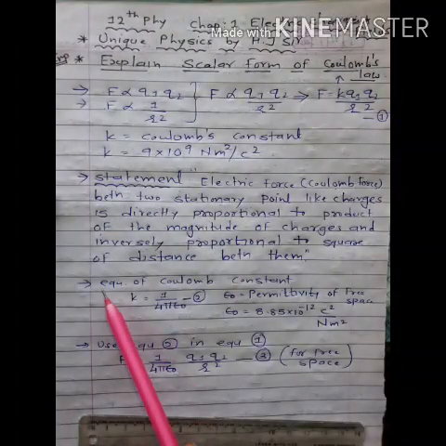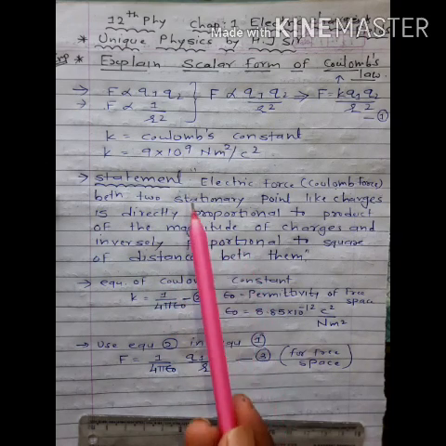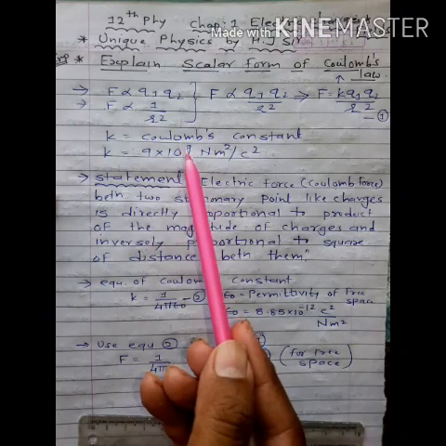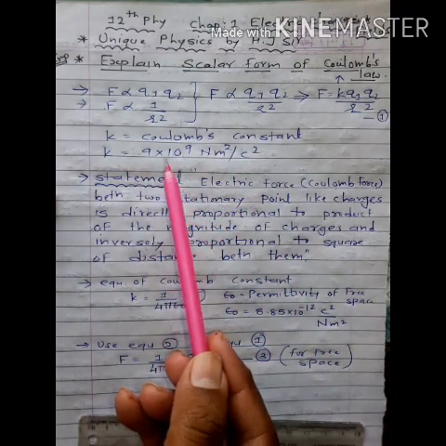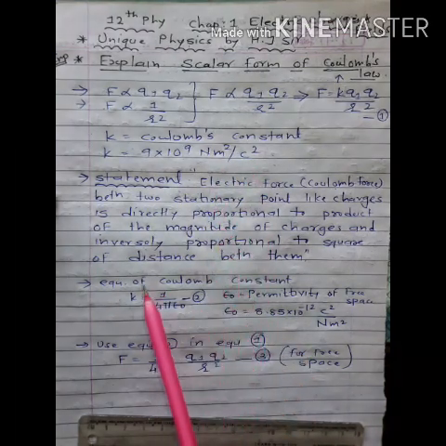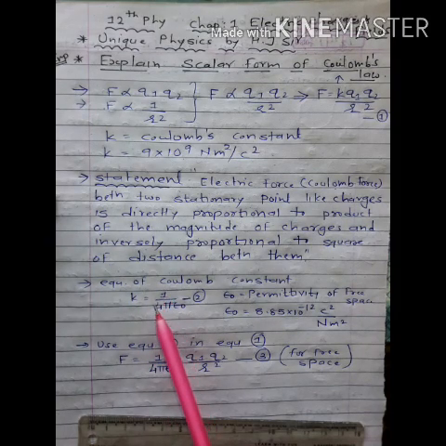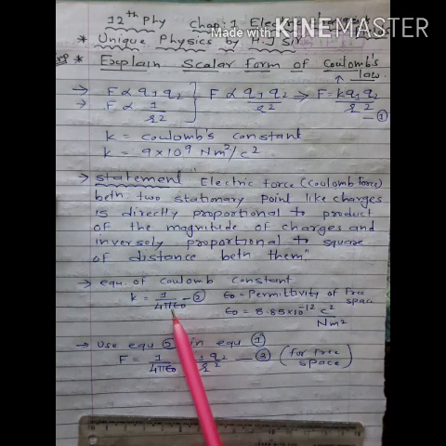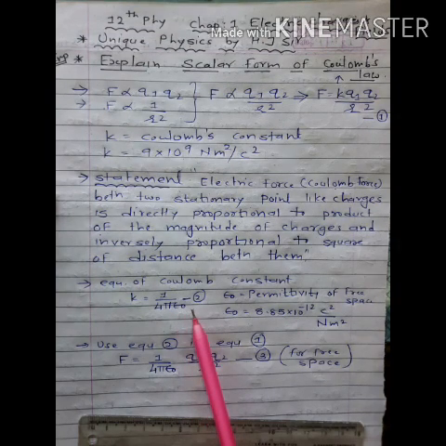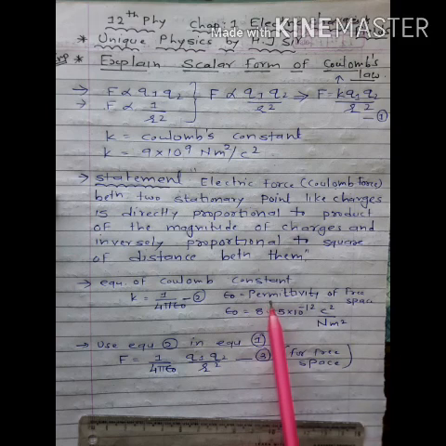Now remember equation of Coulomb constant. Here we use symbol small k as a Coulomb constant. Its value 9 into 10 raised to 9 Newton meter square per Coulomb square. But equation of Coulomb constant is given by k is equals to 1 upon 4 pi epsilon 0. This symbol is read as epsilon 0. Now what is epsilon 0? Clear? Epsilon 0 is known as permittivity of free space.